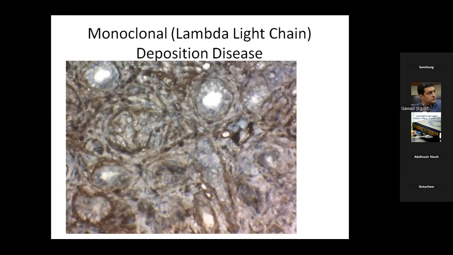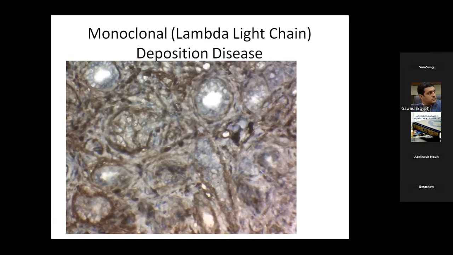That's monoclonal lambda light chain deposition disease along what? Along the tubular basement membrane. This was a real case where actually the glomeruli were mostly globally sclerosed, and the patent ones were shrunken, and its tubular basement membrane was thick with light chain cast nephropathy affection.